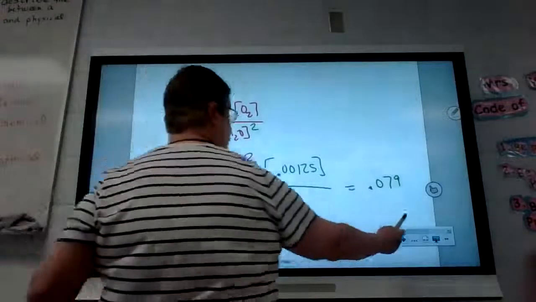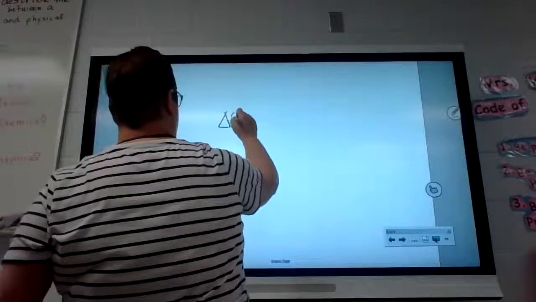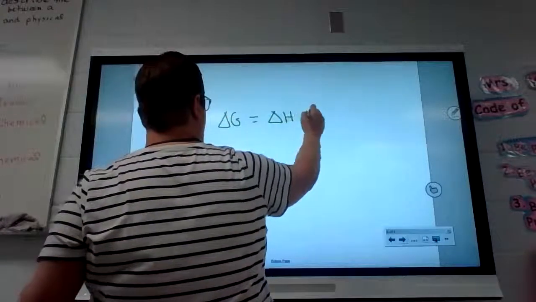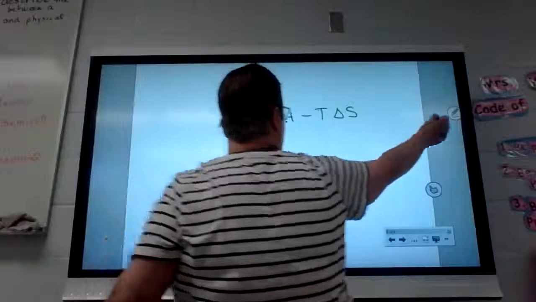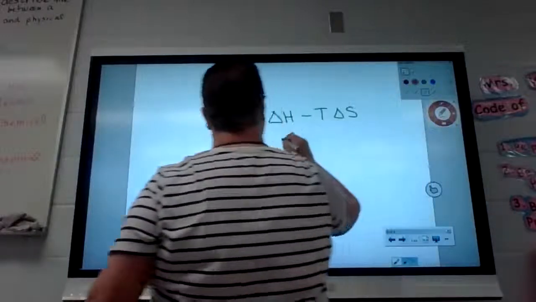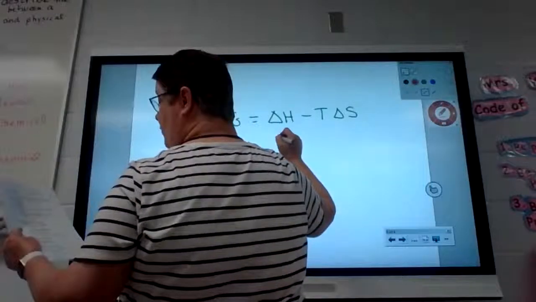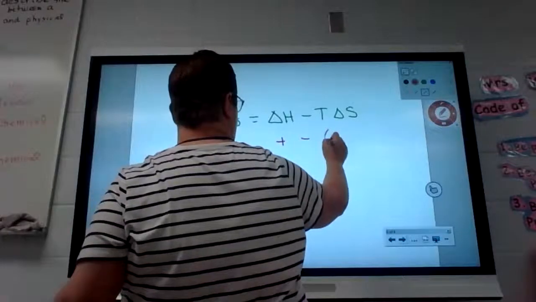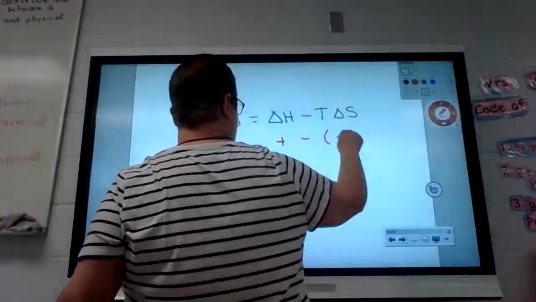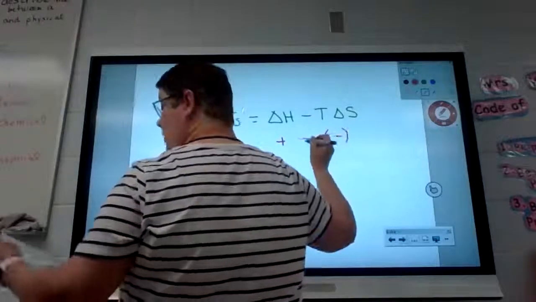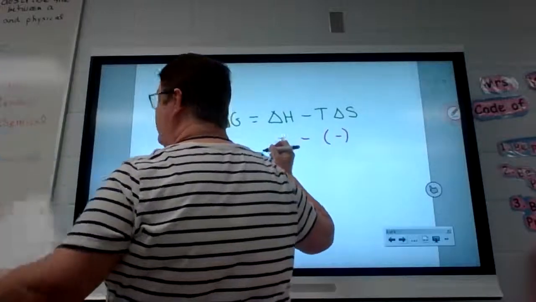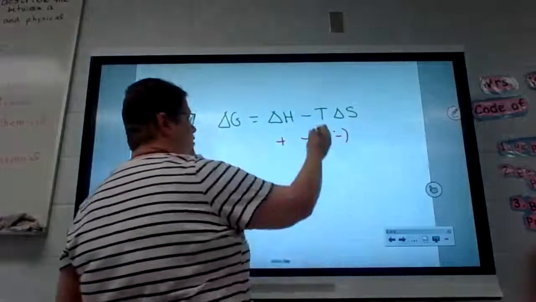Okay, so you plug into this equation. Delta G equals delta H minus T delta S. You're using your math skills. So we said this was positive for B, minus, we said that was negative in D. All right, so these two multiply.